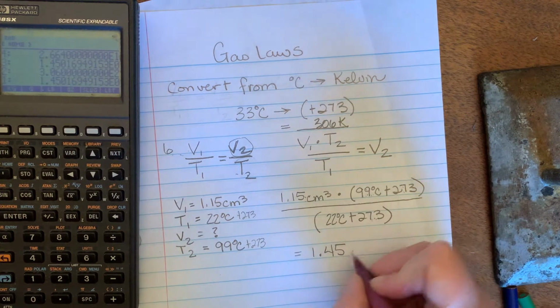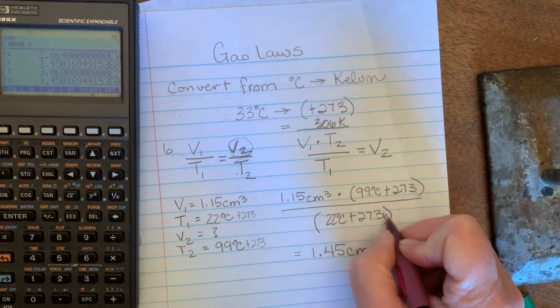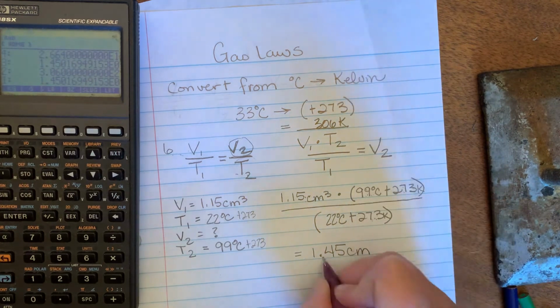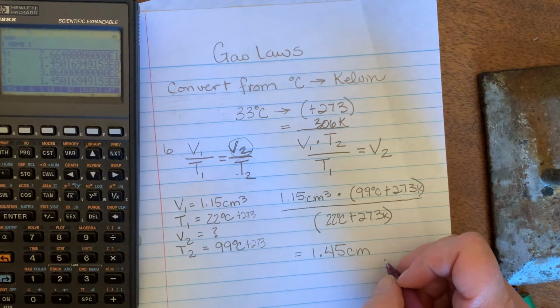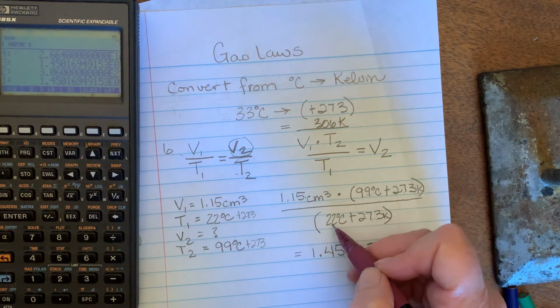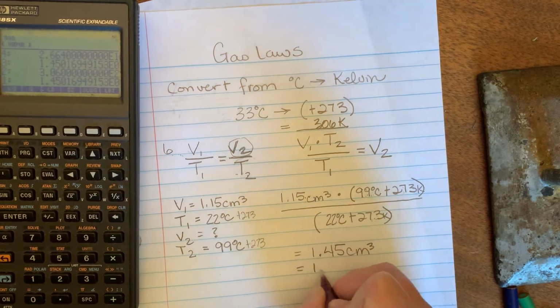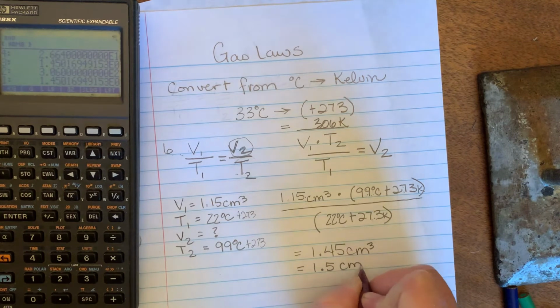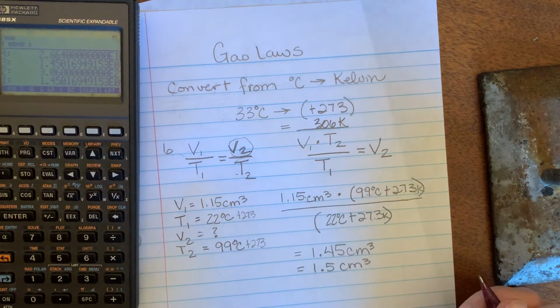And that is centimeters. That should be 145 centimeters cubed. And let's see, I've got two significant digits. 1.5 centimeters cubed should be my answer. And that's all there is to it.